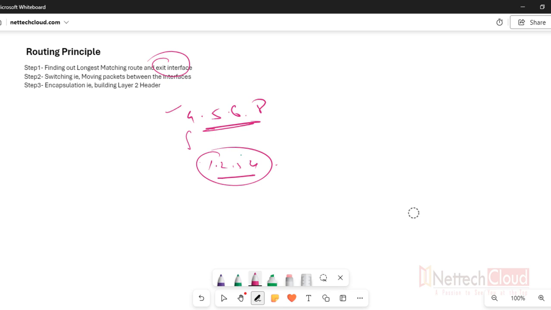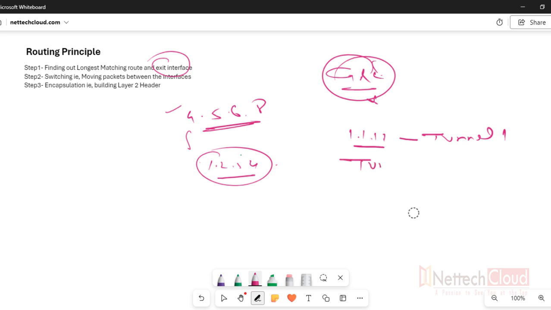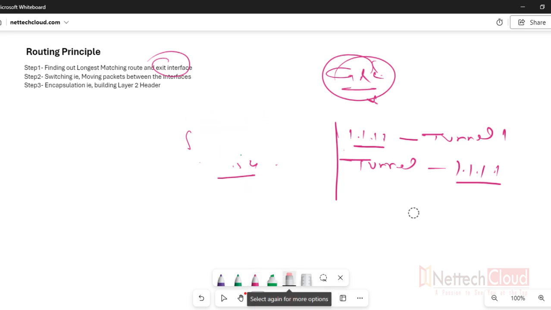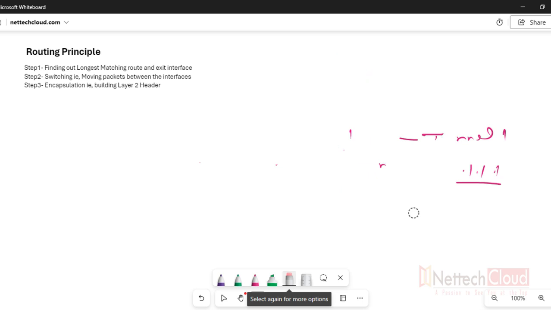And sometimes in a GRE tunnel or something with improper configuration, even this may create a loop, like in order to reach 1.1.1.1 the exit interface would be the tunnel interface, and the tunnel interface means 1.1.1.1. So it creates problems. Let's not get into that for now, we will maybe understand it some other time, right? So I hope the first point is clear, finding out the longest matching route and exit interface, right?